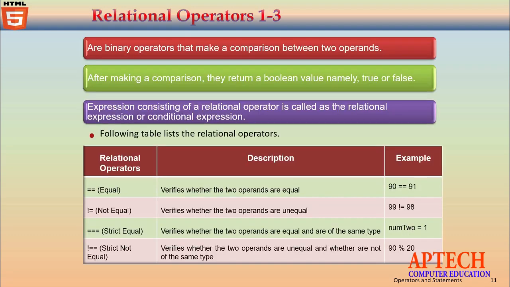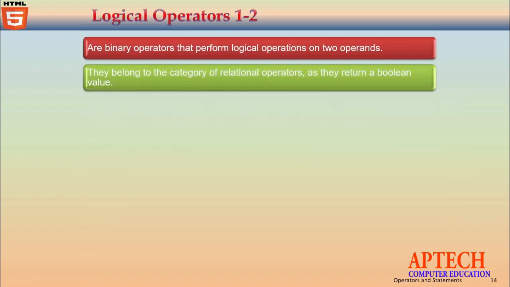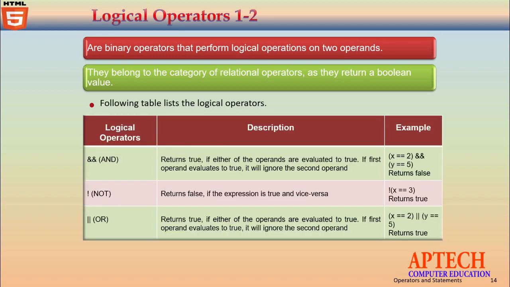Relational operators are also called conditional expressions, because we establish a condition, that is x greater than 10, x less than 10, x greater than y. So a logical operator can join two conditions. For this, the logical operator has three operators, that is and, not, and or.